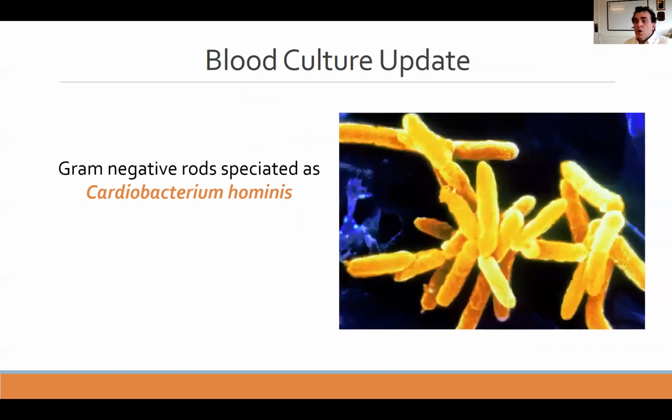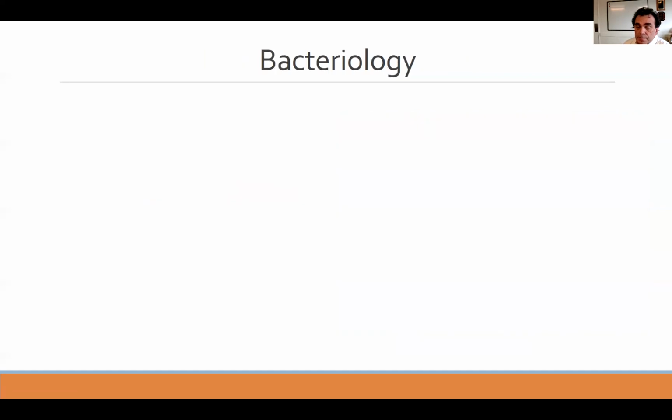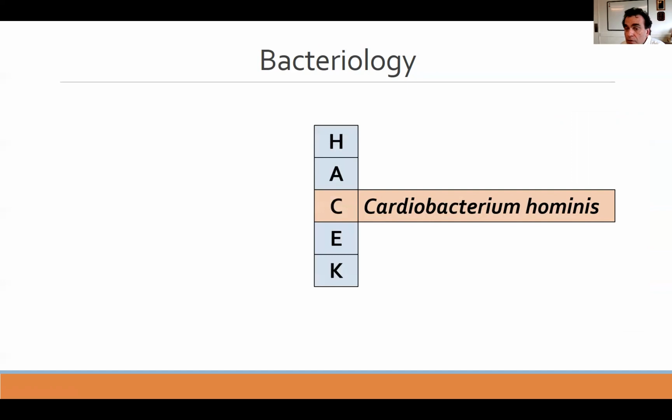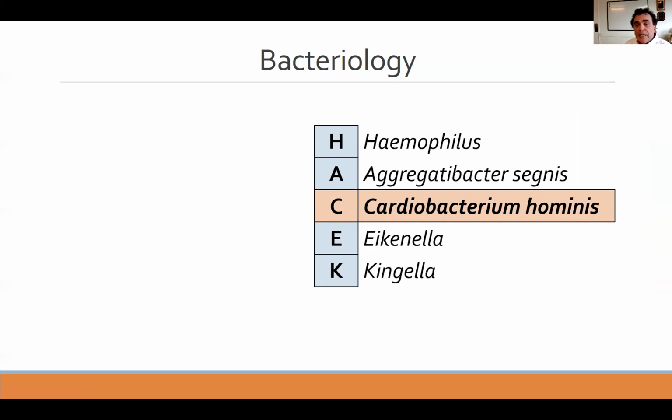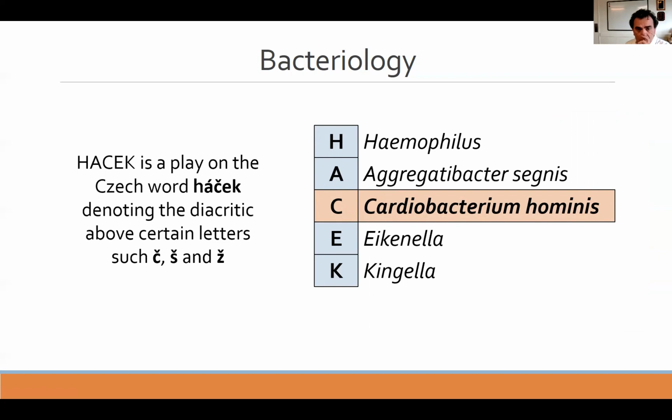This is Cardiobacterium hominis in culture, and it's part of the normal flora in the oropharynx. It's part of a larger group of gram-negative, fastidious organisms called the HACEK group, and these are the other members of this group. So at the time of this case, we diagnosed it with a HACEK organism. HACEK is actually a play on a Czech word, hacek, which denotes these diacritics above the C, S, and Z.